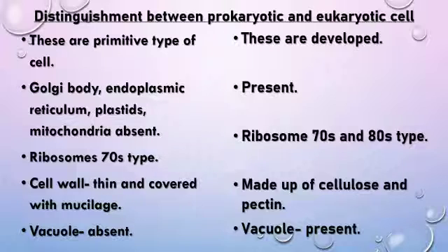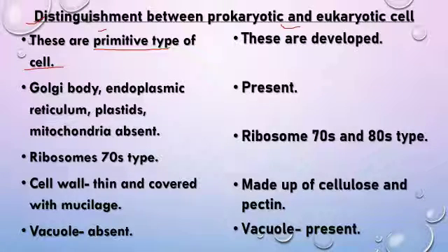So further we will discuss the distinguishment. Distinguishment means the difference between the prokaryotic and the eukaryotic cells. So let's see what's the difference between the prokaryotic and eukaryotic cells. Here we suppose that this is the column of the prokaryotic cells, and the next one is the column of the eukaryotic cells. Got it? So our first point is that the prokaryotic cells are the primitive type of cells.